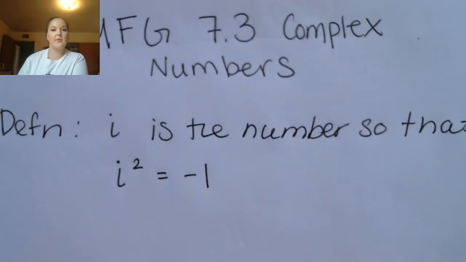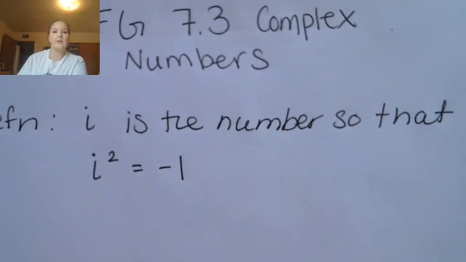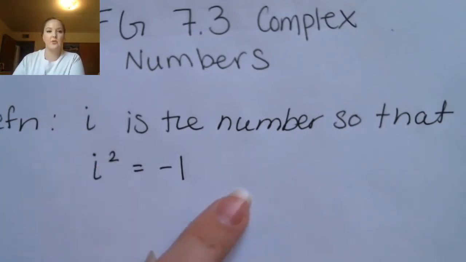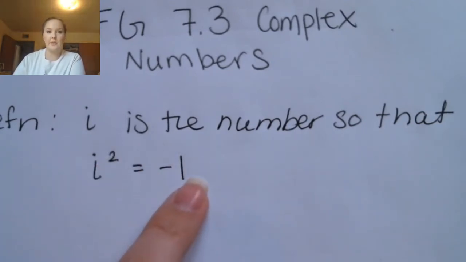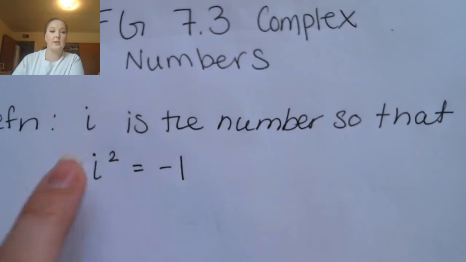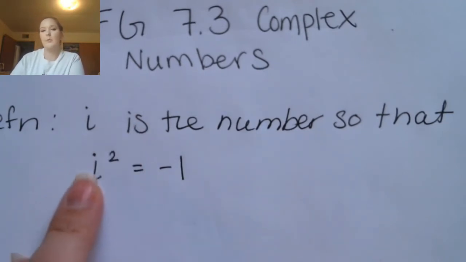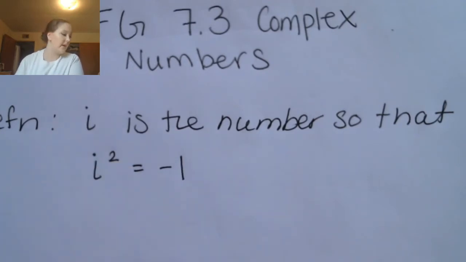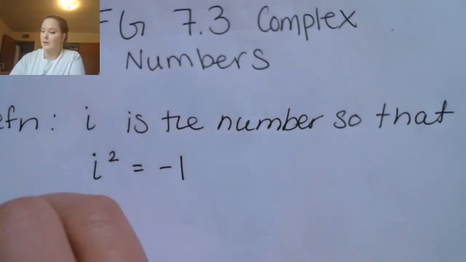Okay, so we're defining this new number i so that i squared is -1. Okay, so we know that this isn't true about any of our existing real numbers, right? Any real number squared is a positive. Okay, so we're going to come up with this new number that has the property that when you square it, you get a negative number.